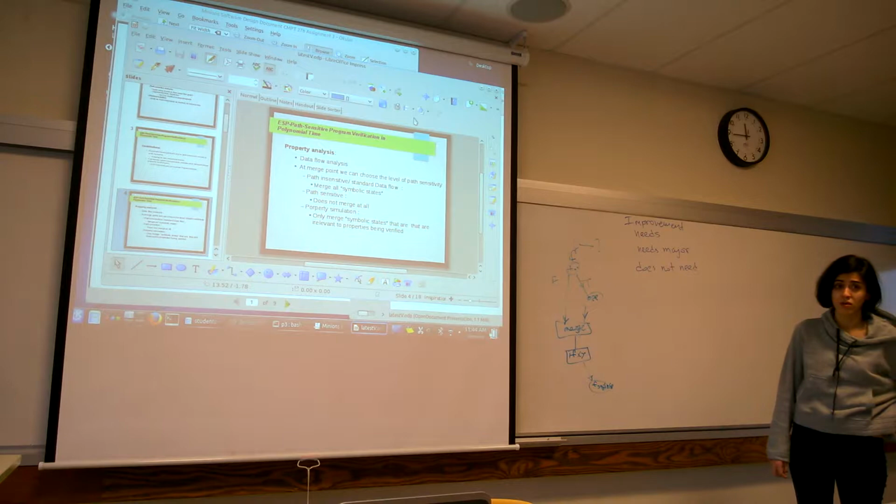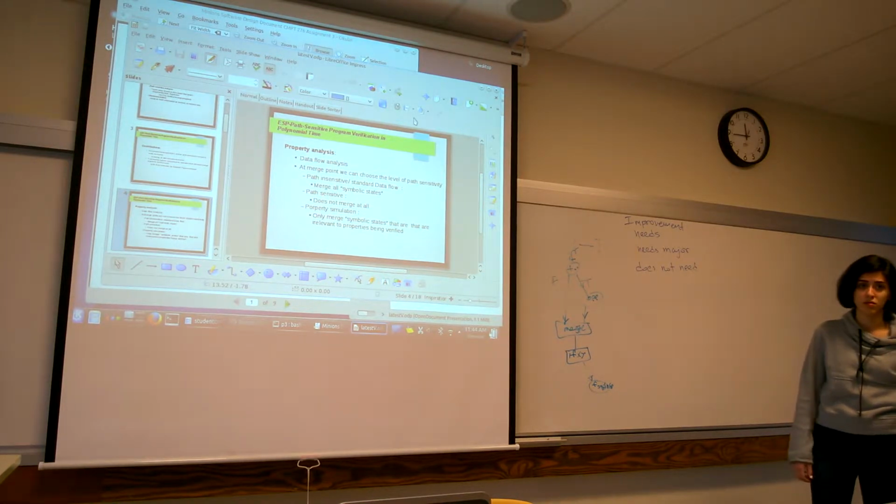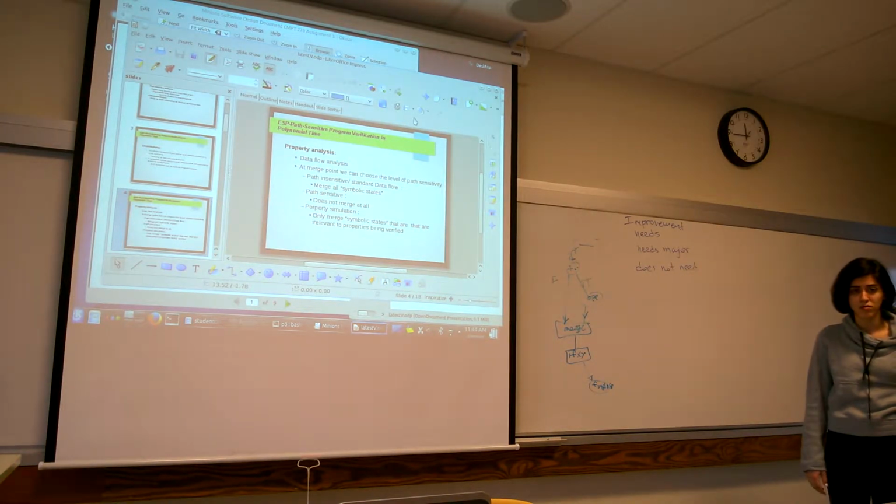And there are an exponential number of paths, like you mentioned before, right? Because every condition gives you another factor of 2. So that's why this is a challenge.